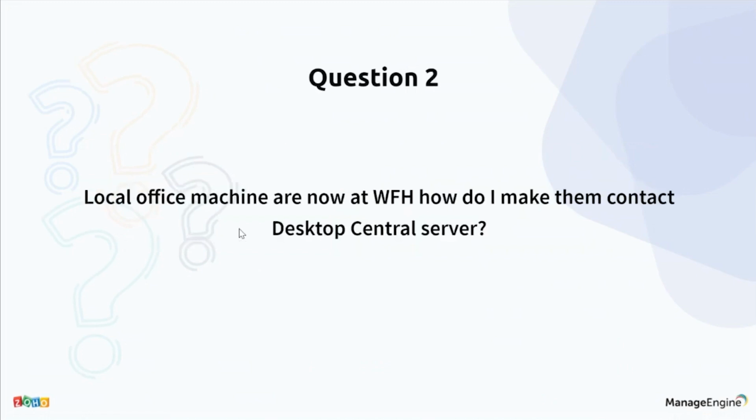Moving on to the second question, local office machines are now working from home. How do I make them contact the Desktop Central server? This was a query a lot of our users had when remote work started. So if you had configured the NAT settings and set up the Secure Gateway server, they can reach out to the Desktop Central server via the Secure Gateway server.